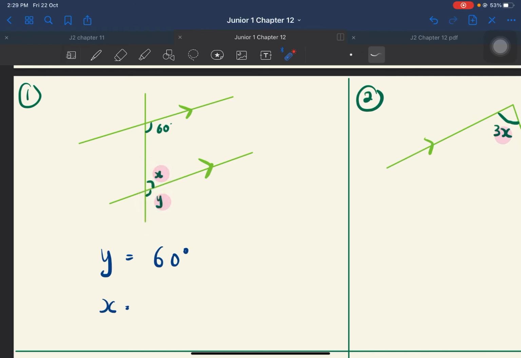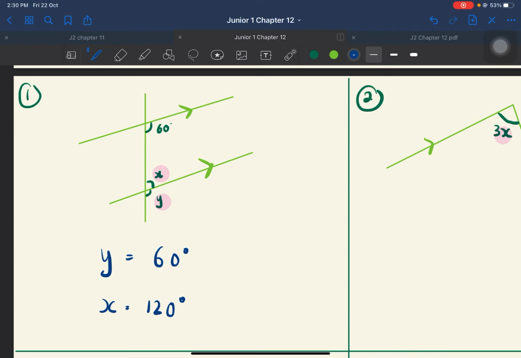Or alternatively, you can look at the interior angle. The sum of the interior angles, 60 plus x, will be equivalent to 180. So your x will be 120.